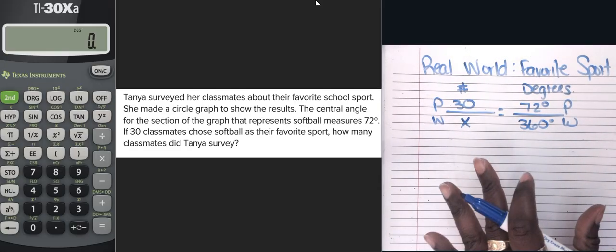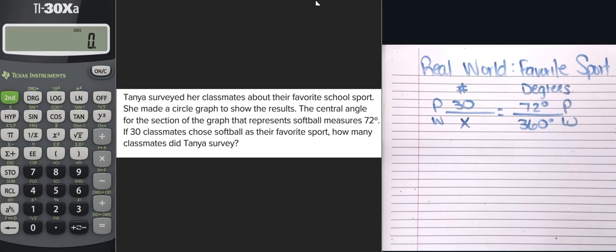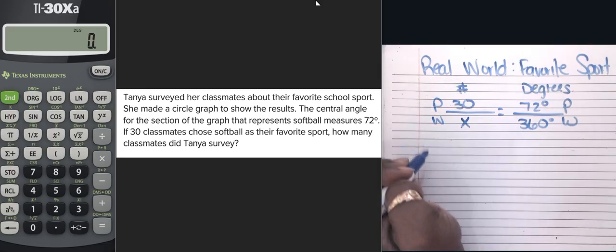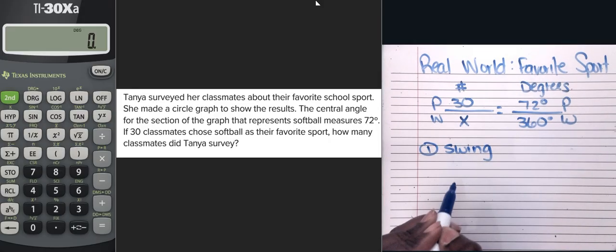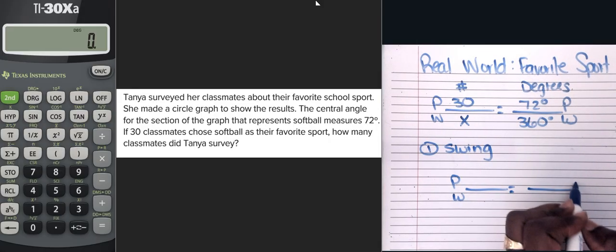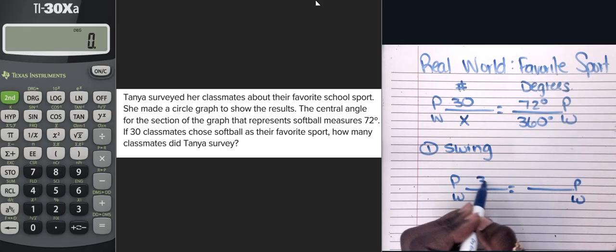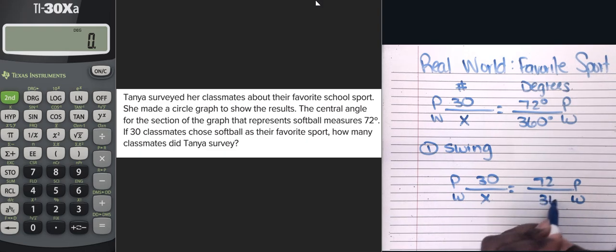So we have it set up, and now you can use whichever method you like to solve it. I'm going to go through all three methods just to make sure that you remember that there are different options for you to solve it. The first way that you could solve it is using the swing method. Under the swing method, you're going to have your part to whole comparison. We have our 30 here, our X here, 72 here, and 360 here.